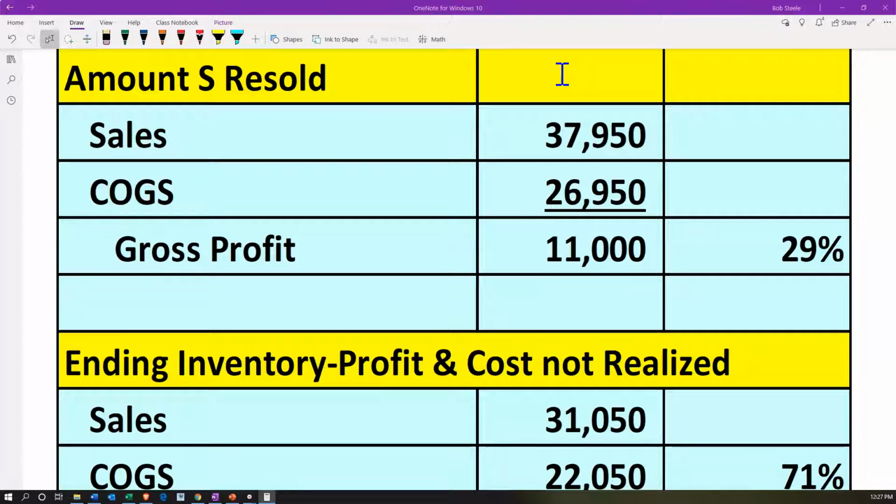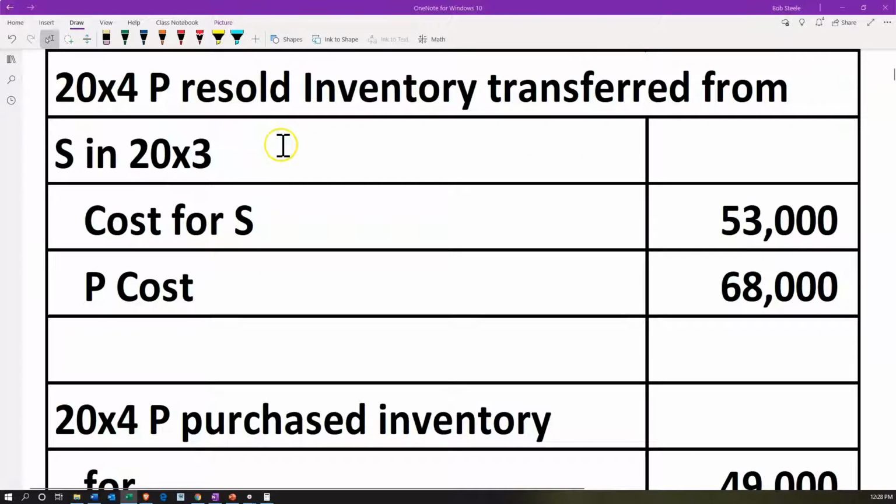Now, the other inventory item we have, I'm going to jump back up to our data. We have then in 2000 X4, P, or the parent, resold inventory transferred from S, the subsidiary, in 2000 X3. So the cost for S is going to be the 53,000, and the P's cost is going to be the 68,000. So this is what P resold in the current year. We think about this as a prior year transaction because we're talking about something that S sold to P in the prior year, and then P sold it in the current year. So it's a prior year transaction that had stuff left in ending inventory that was then sold in the current year.